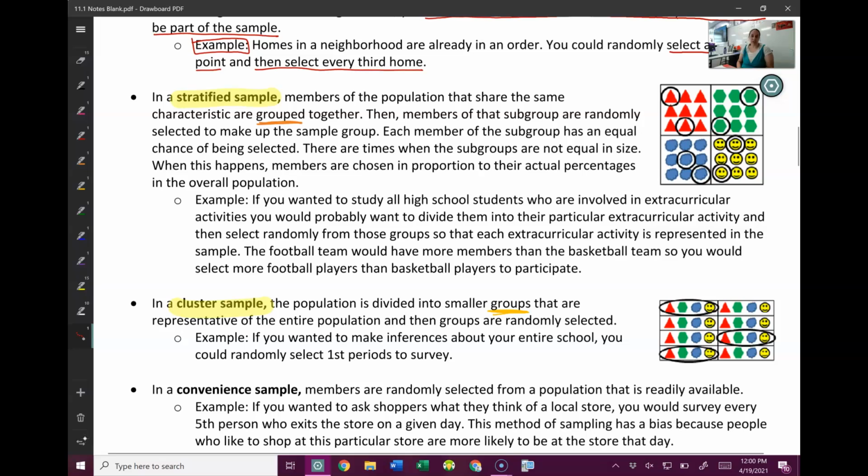If the lunch tables in the cafeteria are organized out, I could either ask one person from each lunch table or ask everyone from 4 lunch tables. That's a good example of stratified and cluster. Here's a couple more examples.